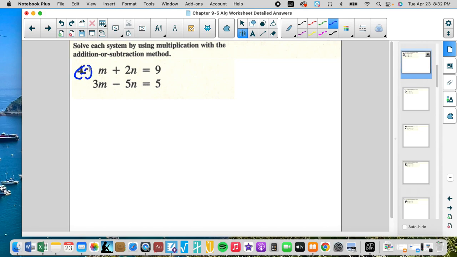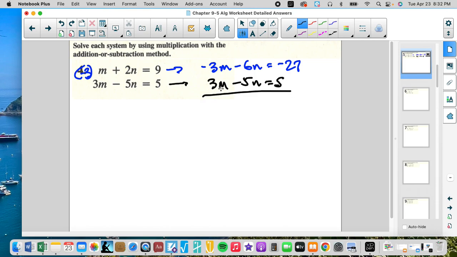So we're going to make this -3. So this equation now becomes -3m minus 6n equals -27. We'll just bring this equation over. 3m minus 5n equals 5. I'm surprised that they didn't change the order. That's one of the things that placement tests like to do, is they don't put it in the proper order. We may see that somewhere on these problems, but I was surprised we didn't see it in 9-4.